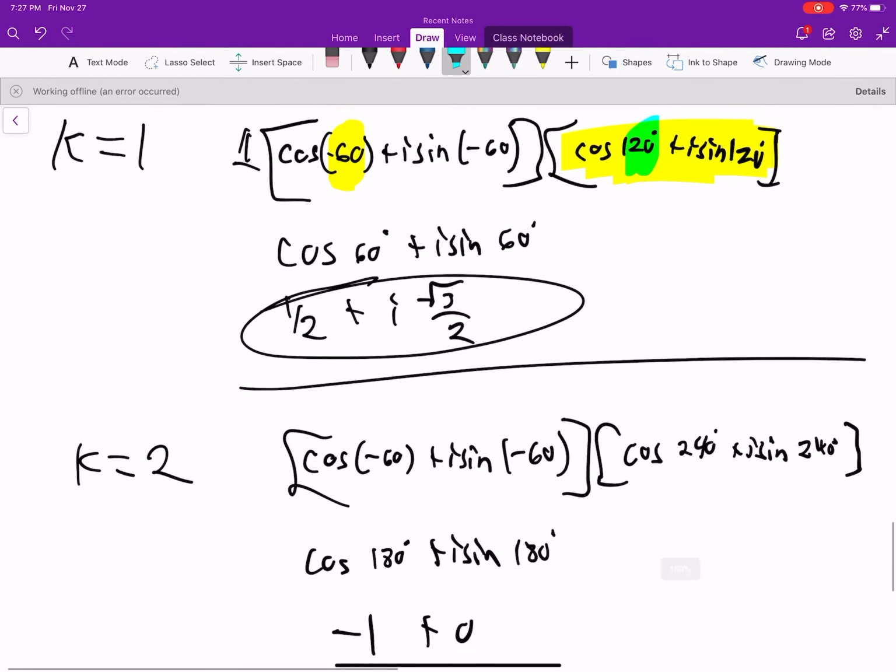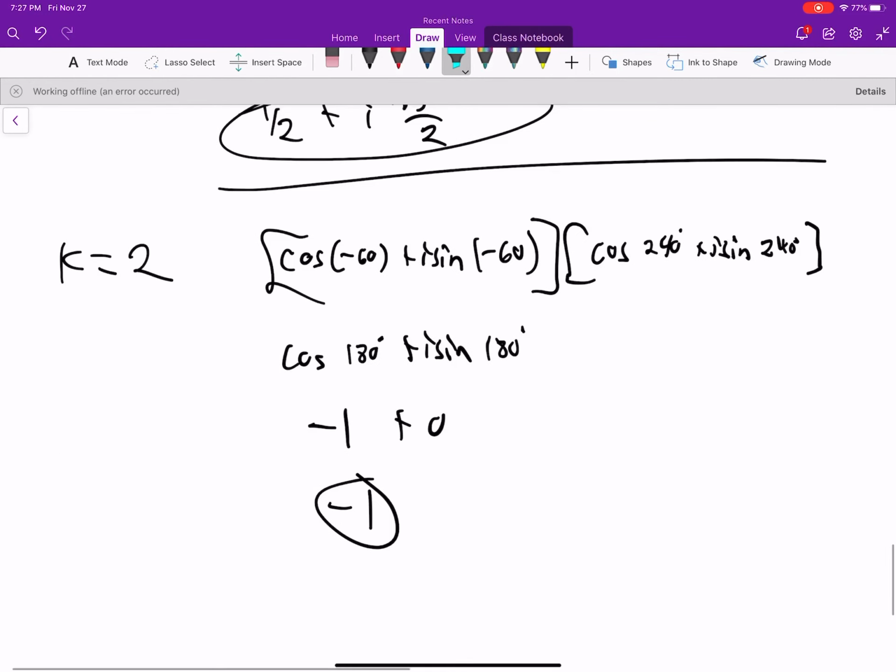And then we just repeat that a third time, but this time we figure out that, oh, we're actually at 180 because 240 minus 60 is 180. So we end up with negative 1 on this one. And yeah, there we go.